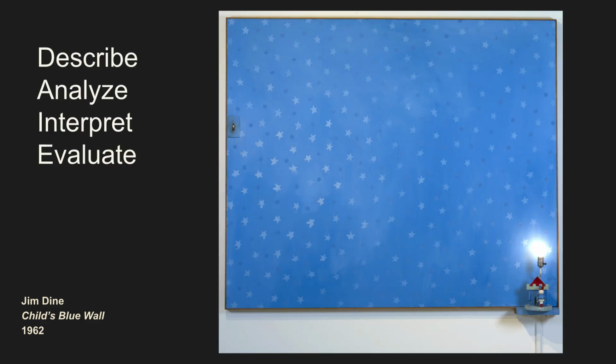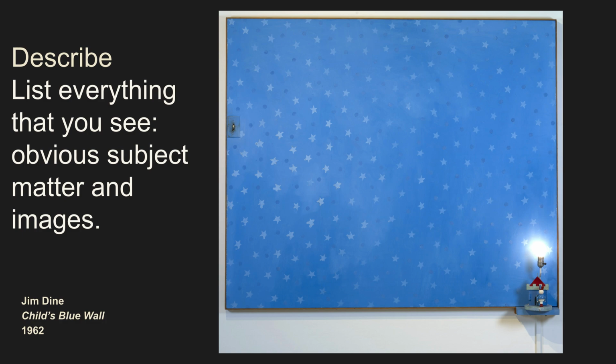So, looking at this artwork, we are going to go through these 4 steps of a formal analysis: describe, analyze, interpret, and evaluate. So let's start with describe. Describe is list everything that you see, obvious subject matter, and images. So, this is just talking about what I see with my eyes.